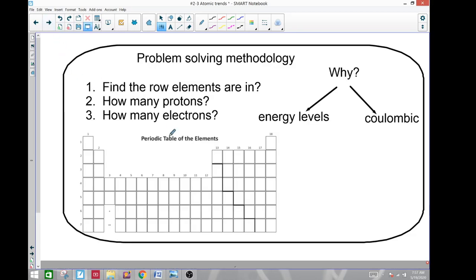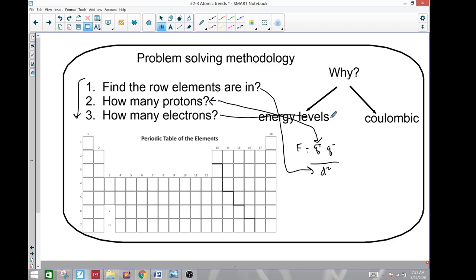Okay, so our general problem solving strategies are going to be identical to the last one. Now again, this is just kind of a procedure to follow, but really it's a procedure that looks at Coulomb's law. Force equals the charge of the nucleus times the charge of the electron divided by the distance squared. So this first one, what row are we in, really looks at the size of the atom. How many protons looks at this guy right here. If this distance is relatively the same, then we'll go to this charge here. This one really here is the effective nuclear charge.